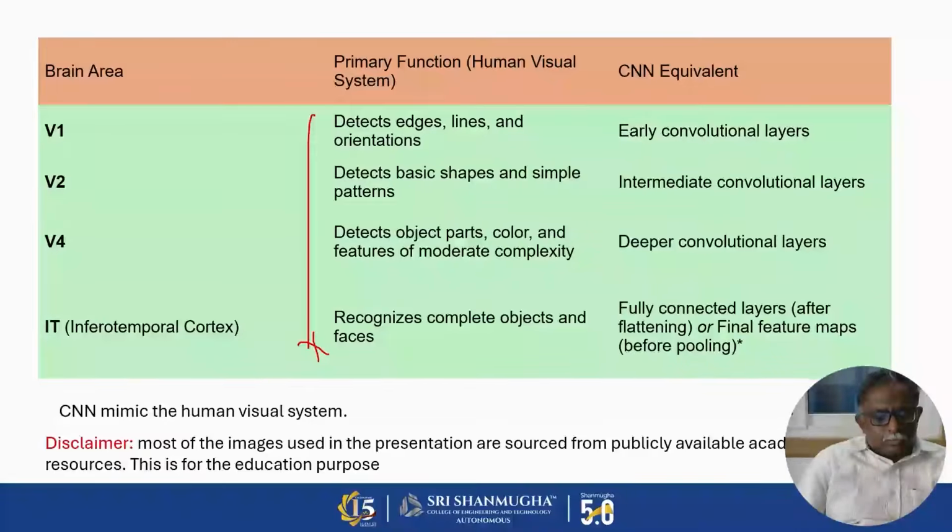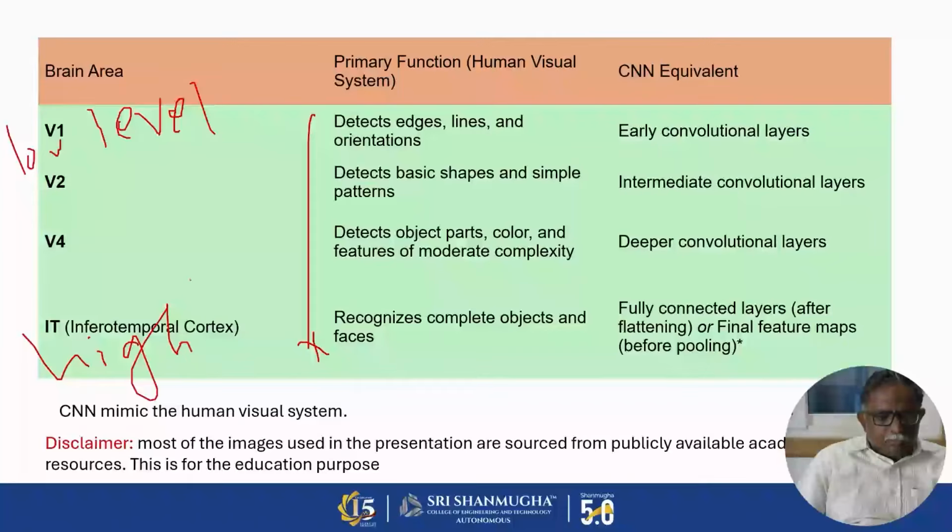So this is the way our human brain works. This is going to be the low level features, and this is going to be the high level features. Okay. So basically, we try to mimic that in a mathematical way.